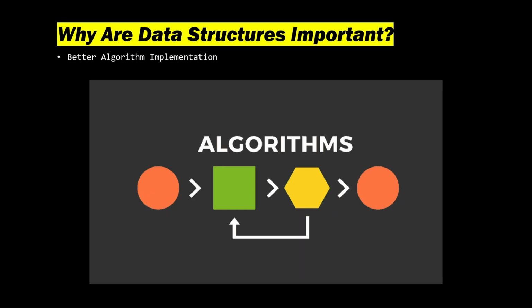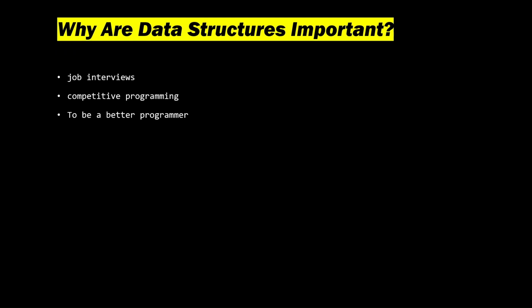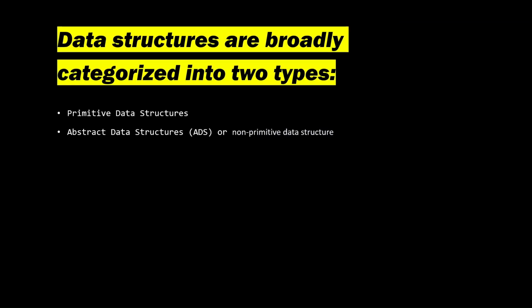For better algorithm implementation, algorithms rely on data structures for optimal execution. Memory utilization: it helps in managing memory effectively and avoiding wastage. It also helps you in job interviews, competitive programming, and to be a better programmer. Data structures are broadly categorized into two types: primitive data structures and abstract or non-primitive data structures.